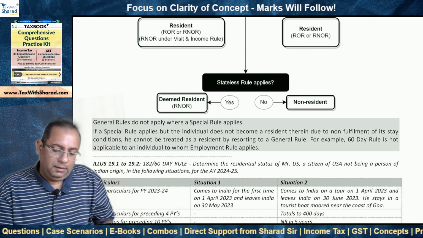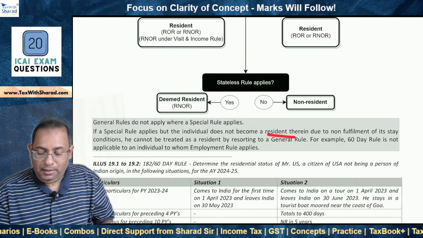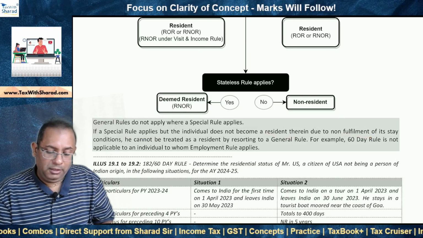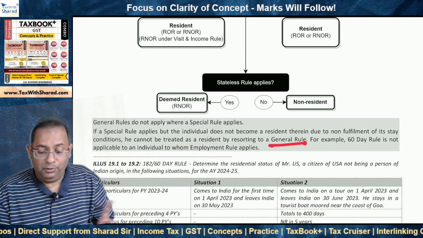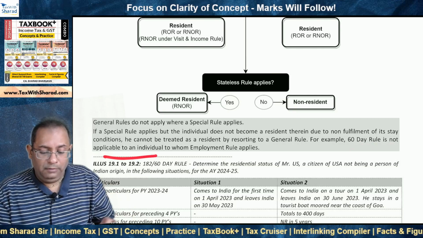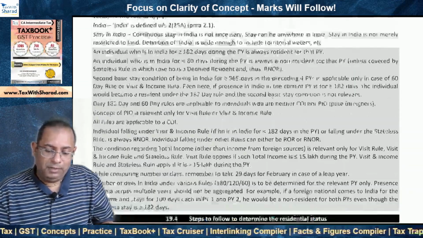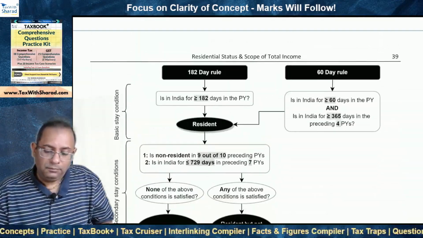Right? So if a special rule applies, but the individual does not become a resident there, and due to non-fulfillment of stay conditions, he cannot be treated as a resident by resorting to a general rule. For example, the 60-day rule is not applicable to an individual to whom the employment rule applies. And that's why you will now understand the logic of the employment rule.